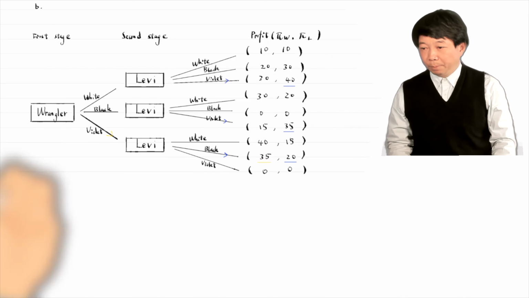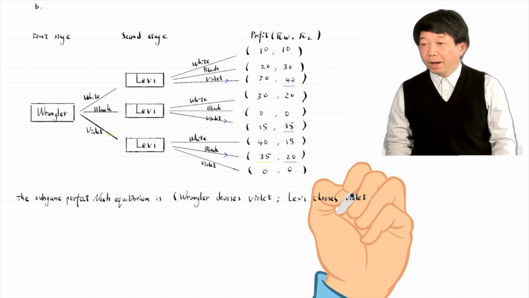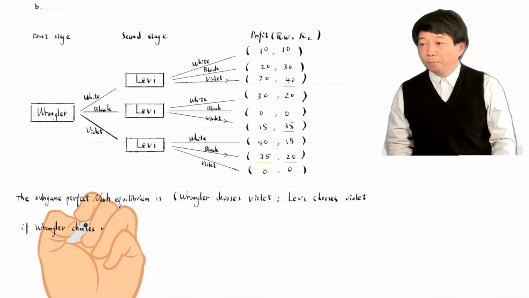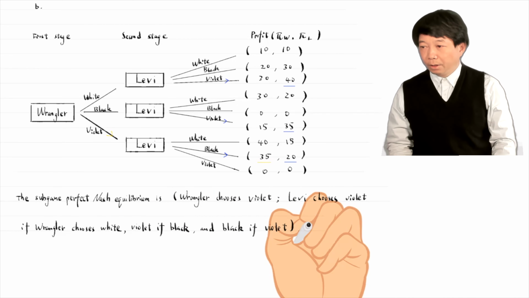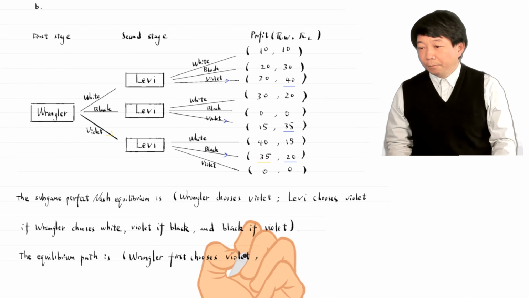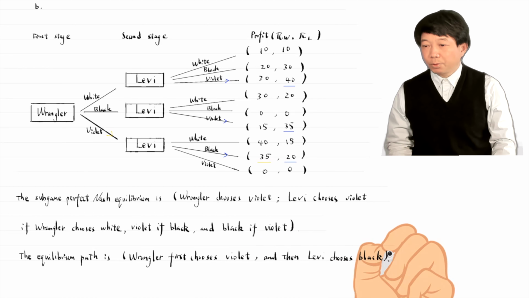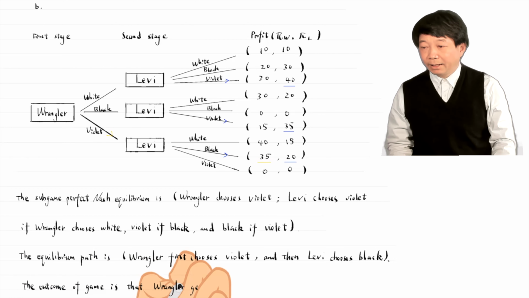The subgame perfect Nash equilibrium is: Wrangler chooses violet; Levi chooses violet if Wrangler chooses white, violet if black, and black if violet. Recall that a strategy is a plan that specifies a full set of actions conditional on its rival's possible actions. So, Levi's strategy in the dynamic game should be stated as above. The equilibrium path is that Wrangler first chooses violet and then Levi chooses black. The outcome of the game is that Wrangler gets 35 and Levi gets 20.